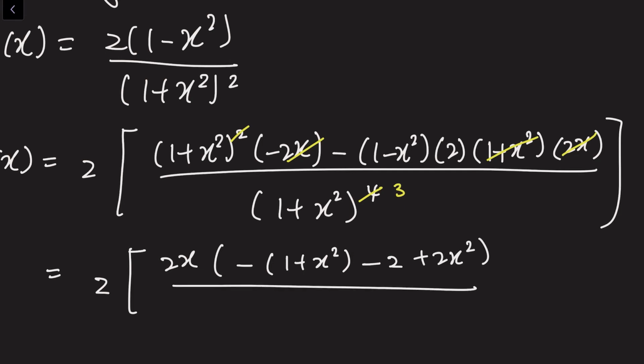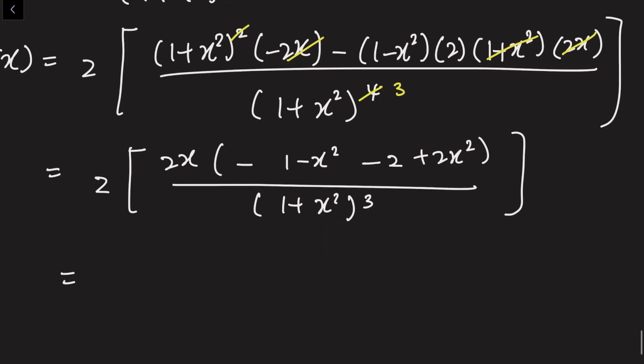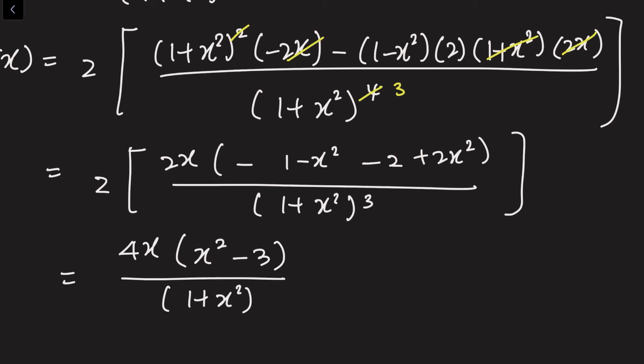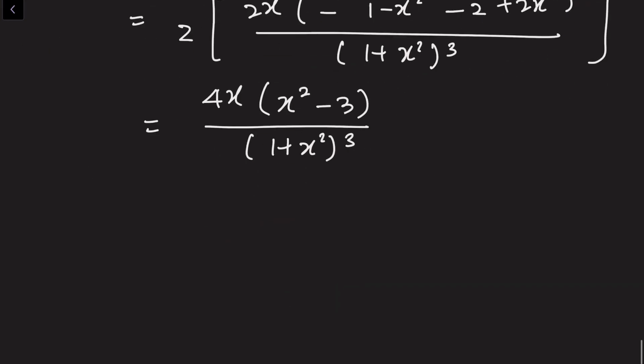So it's a lot of algebra here. And I think, you know what? I just open this bracket. Minus x squared. Yeah, so that we can directly multiply this one together. This is x squared minus 3 over 1 plus x squared cubed. Am I right? Yup. I think we're right.